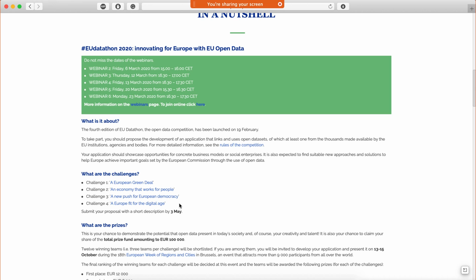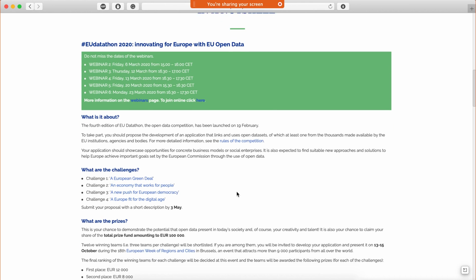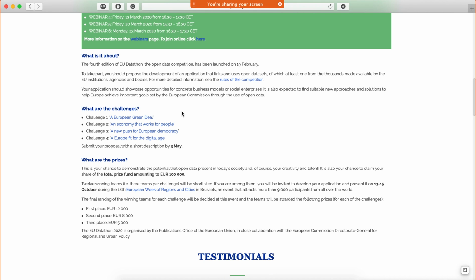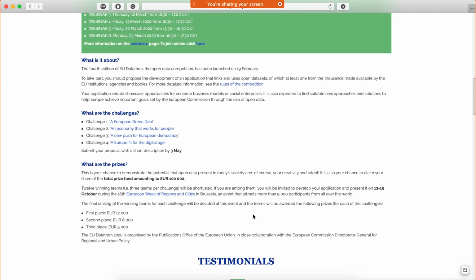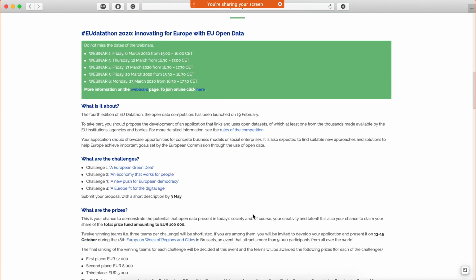We have different challenges that are aligned with the goals of the European Commission: the European Green Deal, an economy that works for people, a new push for European democracy, and Europe fit for the digital age. With these four challenges come three different prizes. Teams of up to four people will have the opportunity to present their projects in the European Week of Regions and Cities in Brussels, where on the 15th the final competition will happen. It's the fourth edition of this competition.